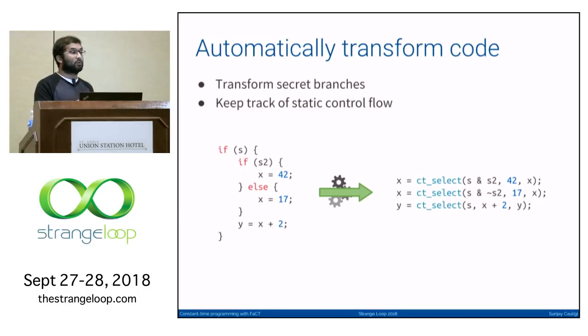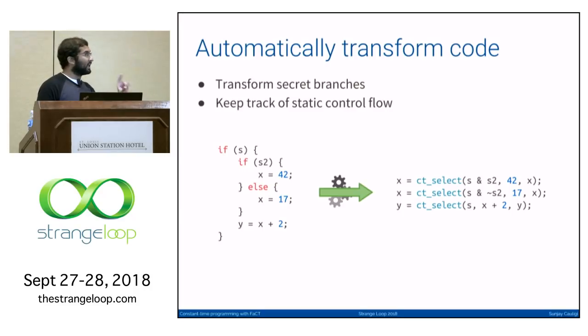We're folding the control flow into data. So if s and s2 are both true, then we will assign 42 into x. Otherwise, we will assign its previous value back into itself. Similarly, if s is true but s2 is false, then we'll assign 17 into x. And if s is true, then whatever value x ends up as, we'll add 2 and assign that to y.